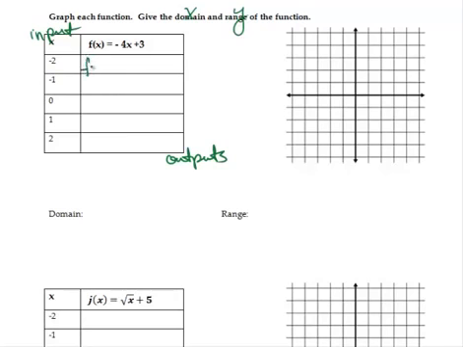So f of, leave a space, equals negative 4 times, space, plus 3, and go ahead and slip in your negative 2, and then simplify. Negative 4 times negative 2 is a positive 8 plus 3. Positive 8 plus 3 is 11. That's our output value. Do the same thing all the way down.